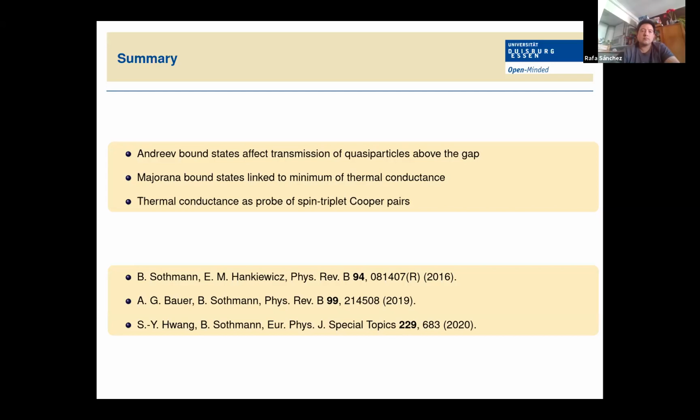And if you're interested in more details, there are these three papers. The one with Evelina is on the superconductor TI junctions. The one with Alexander Bauer is on the spin triplet pairing. And with Sun Yong, we wrote this topical review on both standard and topological Josephson junctions and heat transport. And with this, I'd like to finish and thank you for your attention.